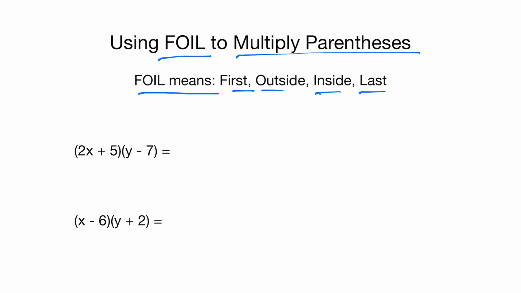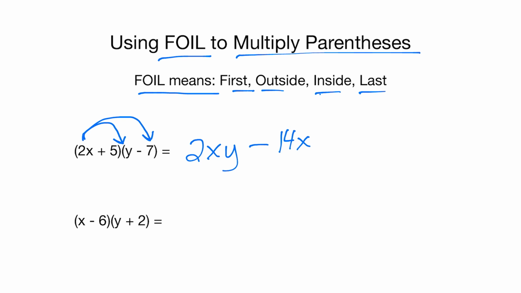My first example is (2x + 5) times (y - 7) equals. So we're going to take the first two. We're going to take the 2x times y, which would be 2xy. Remember, "by" is multiply. And then the outside: the 2x times the negative 7 would be negative 14x. You have to watch the signs. That is a negative 7 when we're multiplying, because the negative sign or subtraction sign is in front of it.